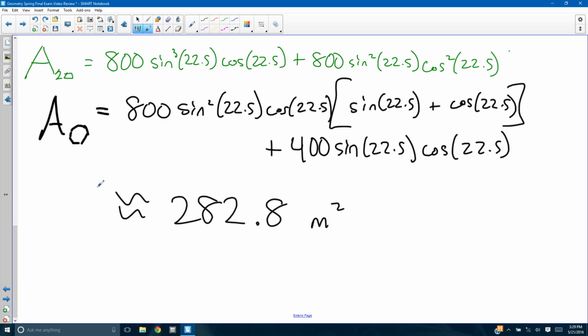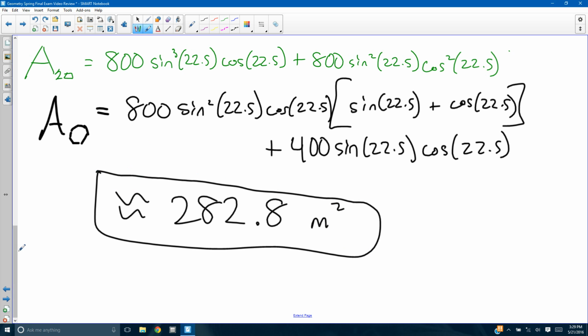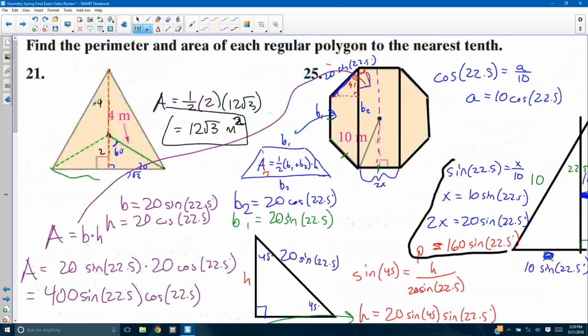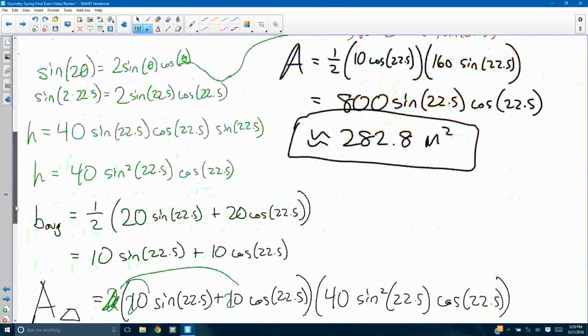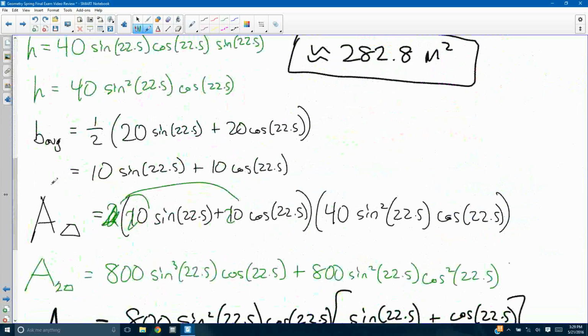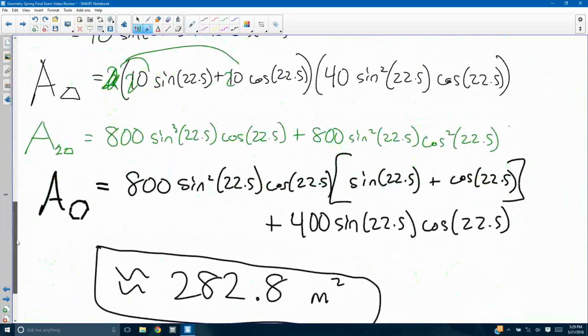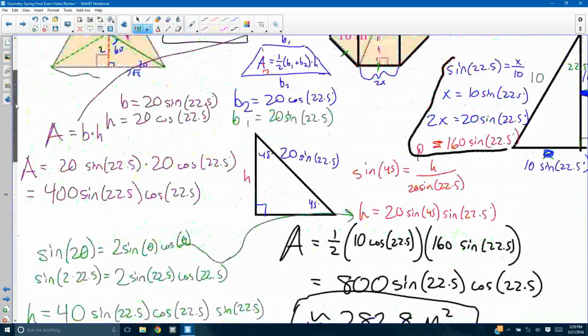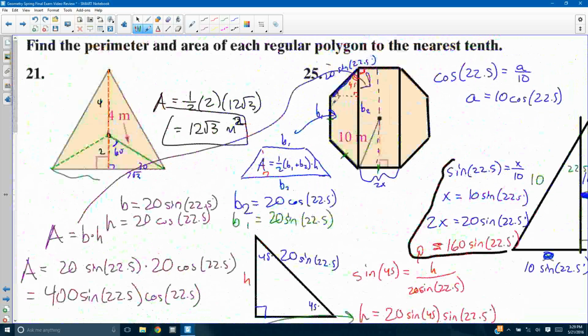Now, what was my answer up here? Ah, 282.8. So I got the same answer. All right, so I still know some of my stuff here. So there's another way to do this problem. Lesson here, kids, is be appreciative of the formulas they give you and don't work around this any sort of different way.